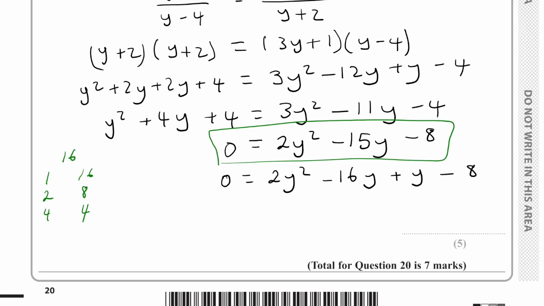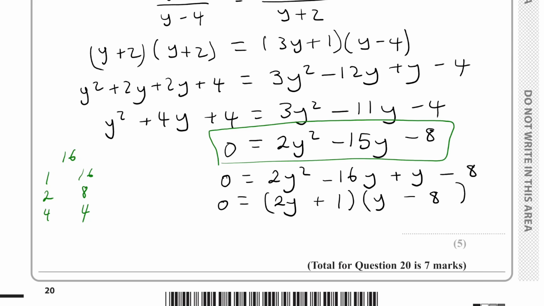Now I am going to put them into brackets. So what can I take out of the first 2 terms? What can I factorise out of 2y squared minus 16y? It's 2y. 2y times something is 2y squared, that's y. 2y times negative 8 will be negative 16y, plus 1 times y is y, and 1 times negative 8 is negative 8. So it's factorised.